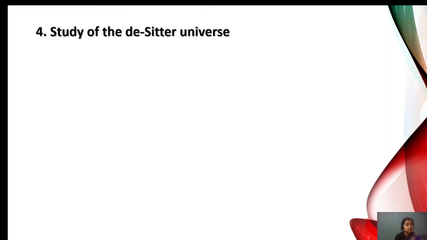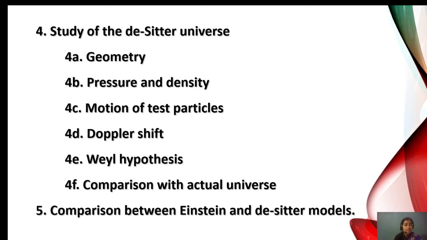Next, the fourth topic is the study of the de Sitter universe. The de Sitter universe is considered in five points: geometry, pressure and density, motion of a test particle, Doppler shift, Weyl's hypothesis, and comparison with the actual universe. This part is generated in the same form as the previous one. The last topic is a comparison between the Einstein and de Sitter models. This is your introduction to all the topics of unit one.